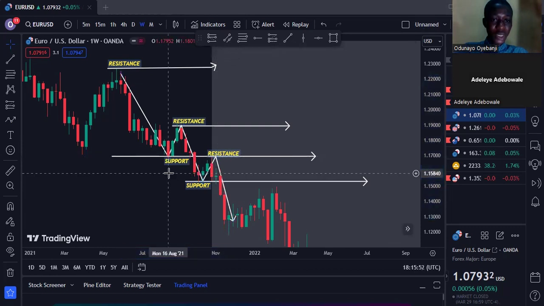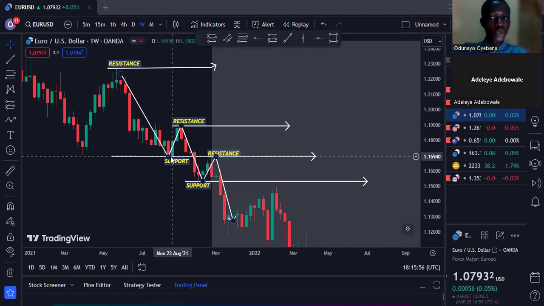This is a general understanding. It is not always that support turns to resistance in a downtrending market. But it occurs frequently, though not all the time. Do you get that? So this is a general illustration of understanding a downtrend market.